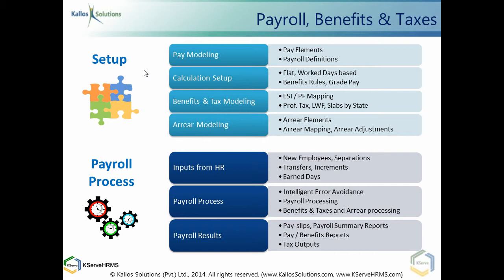The payroll itself is integrated directly to the HR system, which means that you get an accurate payroll as soon as you change something with respect to movement in the employee movement system. The payroll process itself is intelligent and can detect some of the common errors that people normally make during payroll processing. And the results of the payroll are available in the form of online pay slips, can be sent to the bank, summary reports can be obtained, and benefit related reports which are required for payments can also be taken out. Tax related outputs can also be taken out.